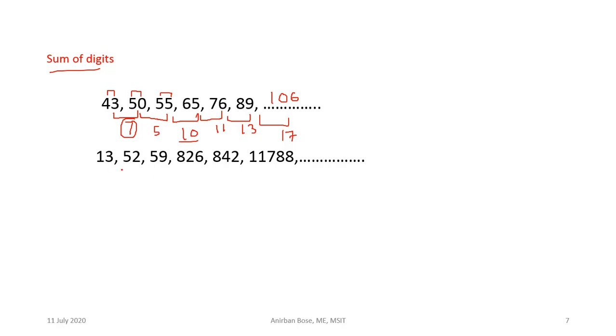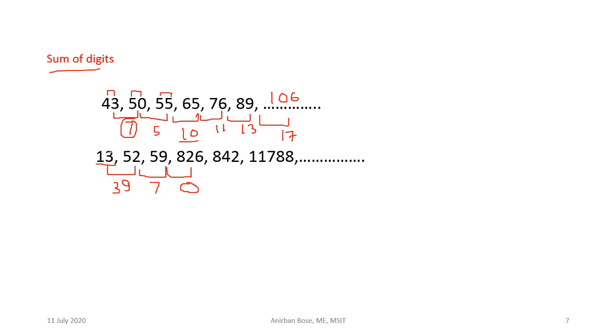Now see the next problem. Here 13 and 52. So what is the difference? The difference is 39. Okay, what is the difference here? The difference is 7. What is the difference here? What is the difference here? So the difference is very large. Okay, so some kind of a relationship you have to think of, that the digits are doing something.